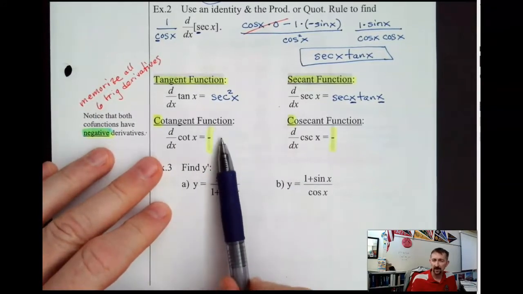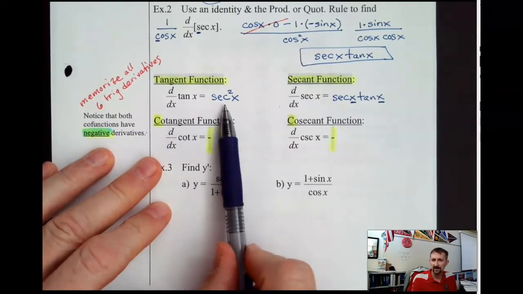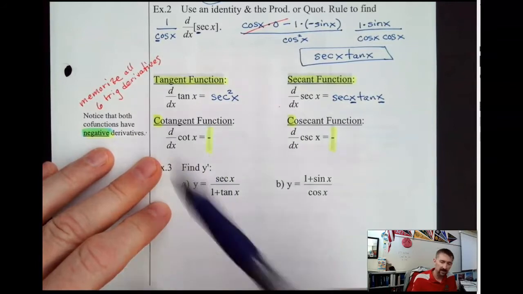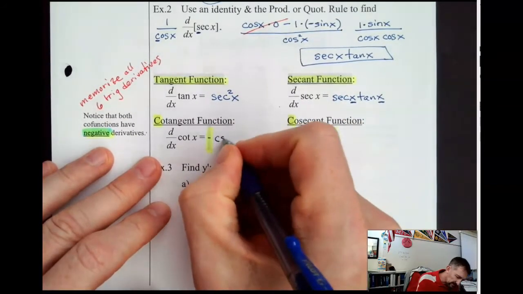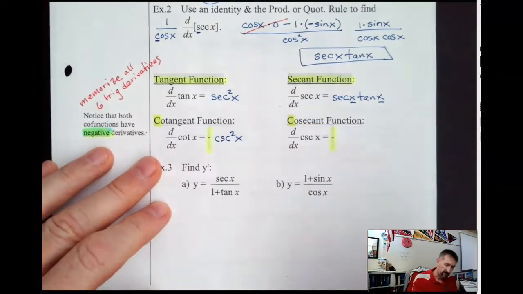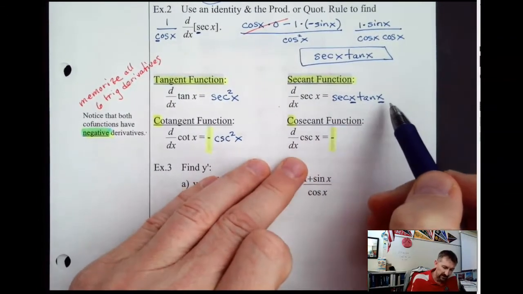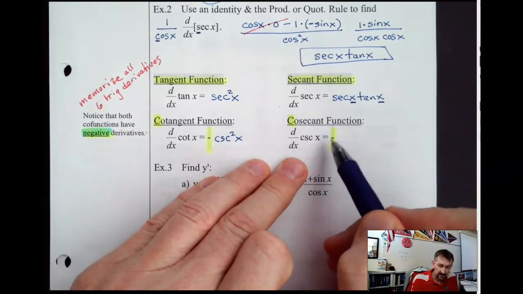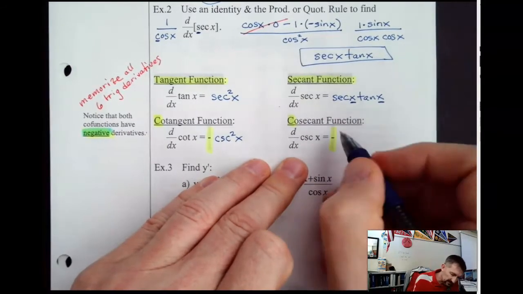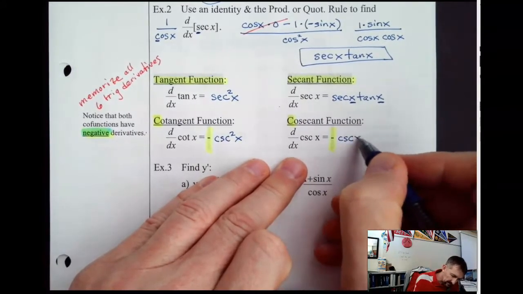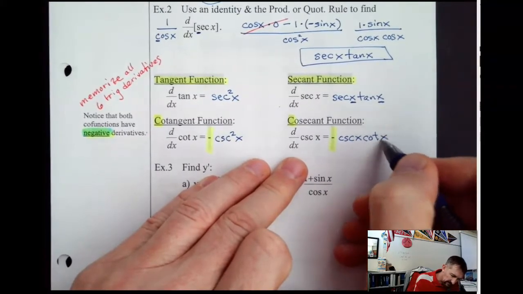And then it's a parallel structure here. So the derivative of tangent is secant squared. Cotangent is negative cosecant squared. Secant is secant x tangent x. Cosecant is negative, and then it's cosecant x cotangent x.